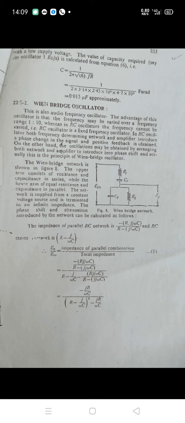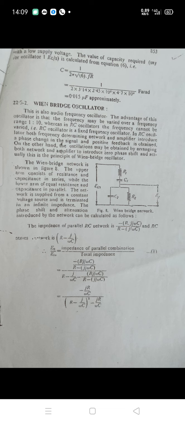Now in RC oscillator, both the frequency determining network and the amplifier introduce a phase change in the signal, and positive feedback is obtained. On the other hand, the oscillations may be obtained by arranging both the network and the amplifier to introduce zero phase shift, and actually this is the principle of a Wien bridge oscillator.